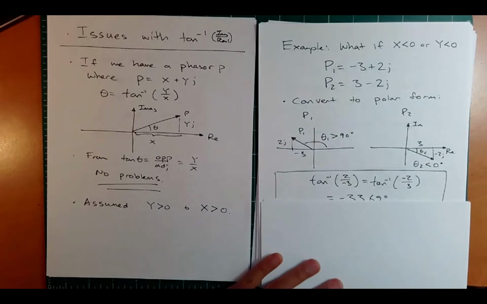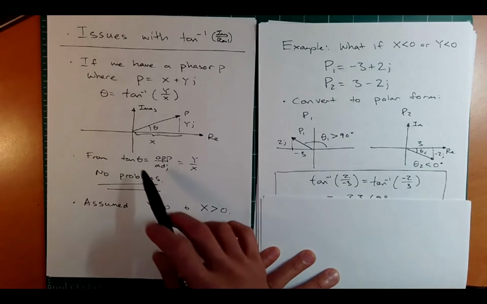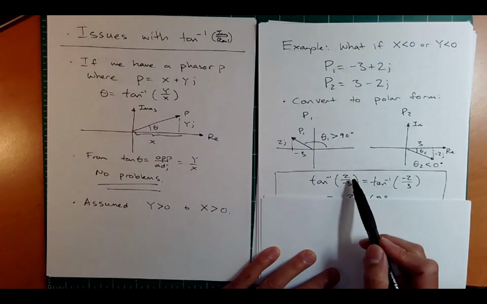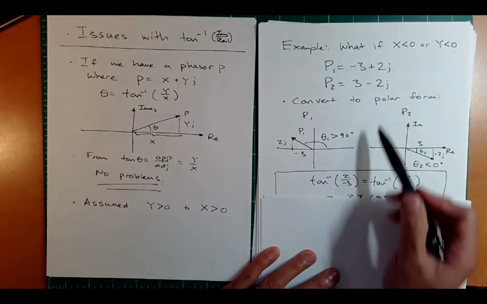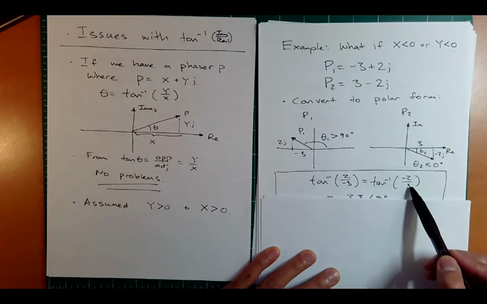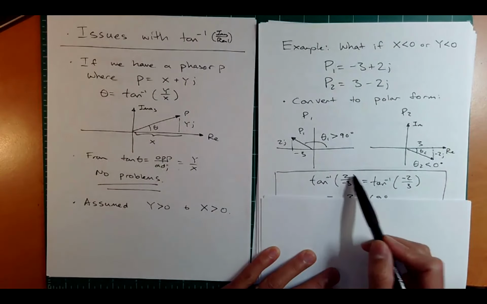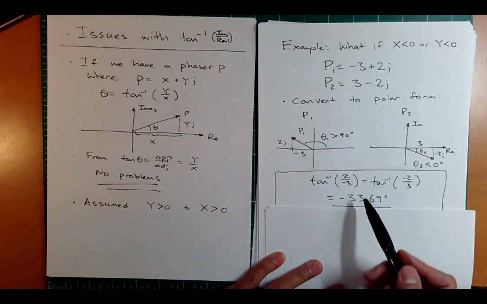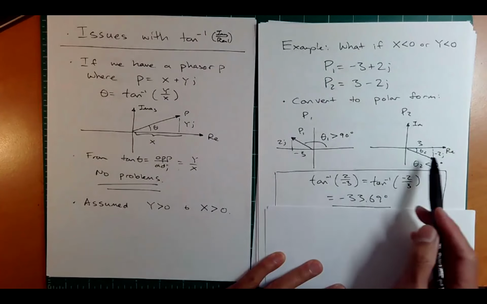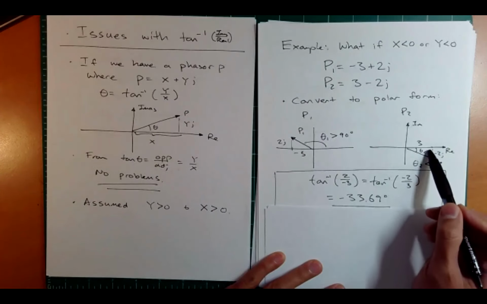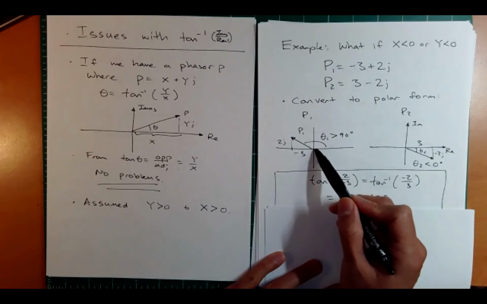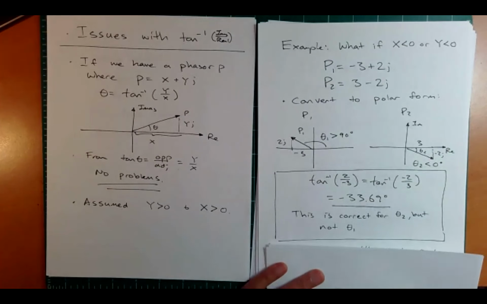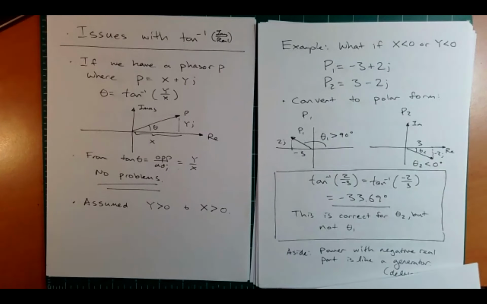Okay. And the problem is, if we just use our friend tan inverse of imaginary over real, we have either 2 over -3 or -2 over 3. But you can easily see these are going to give you the same result, -33.690 degrees. If you punch that in your calculator, you're not going to see a difference. So we can see this is good for the right one, but it's no good for the left one. Okay, so it's correct for theta 2, but not theta 1.